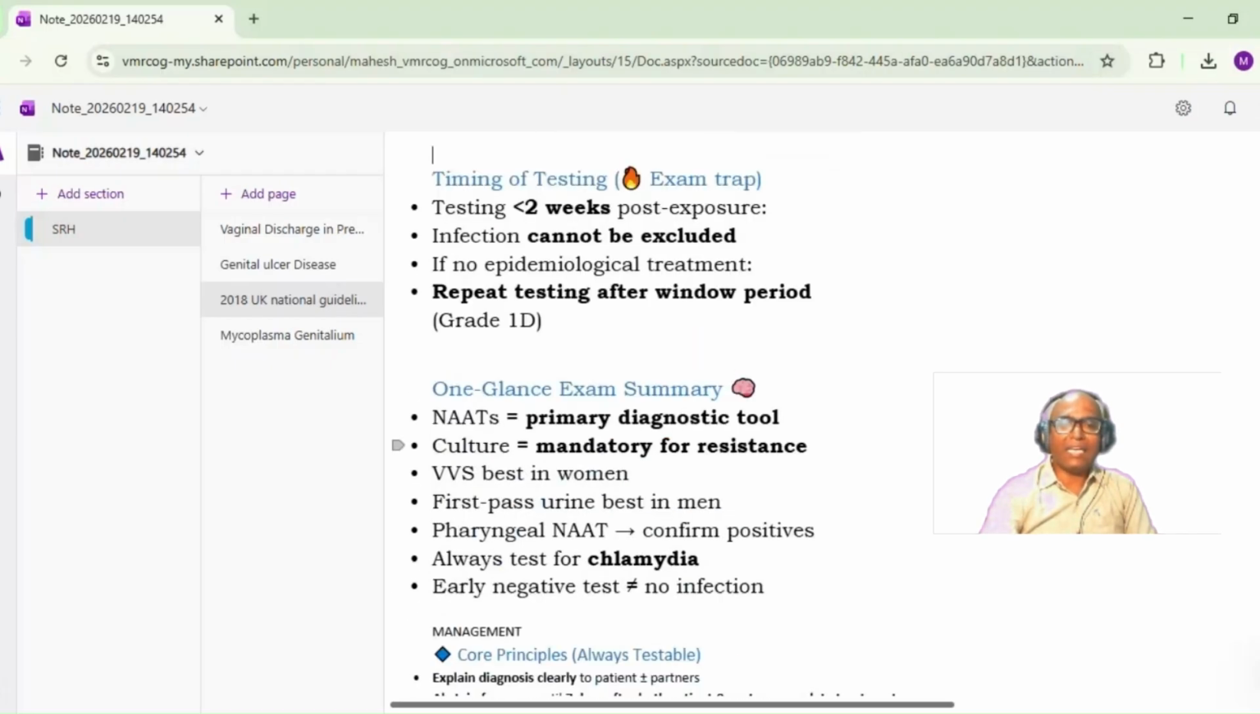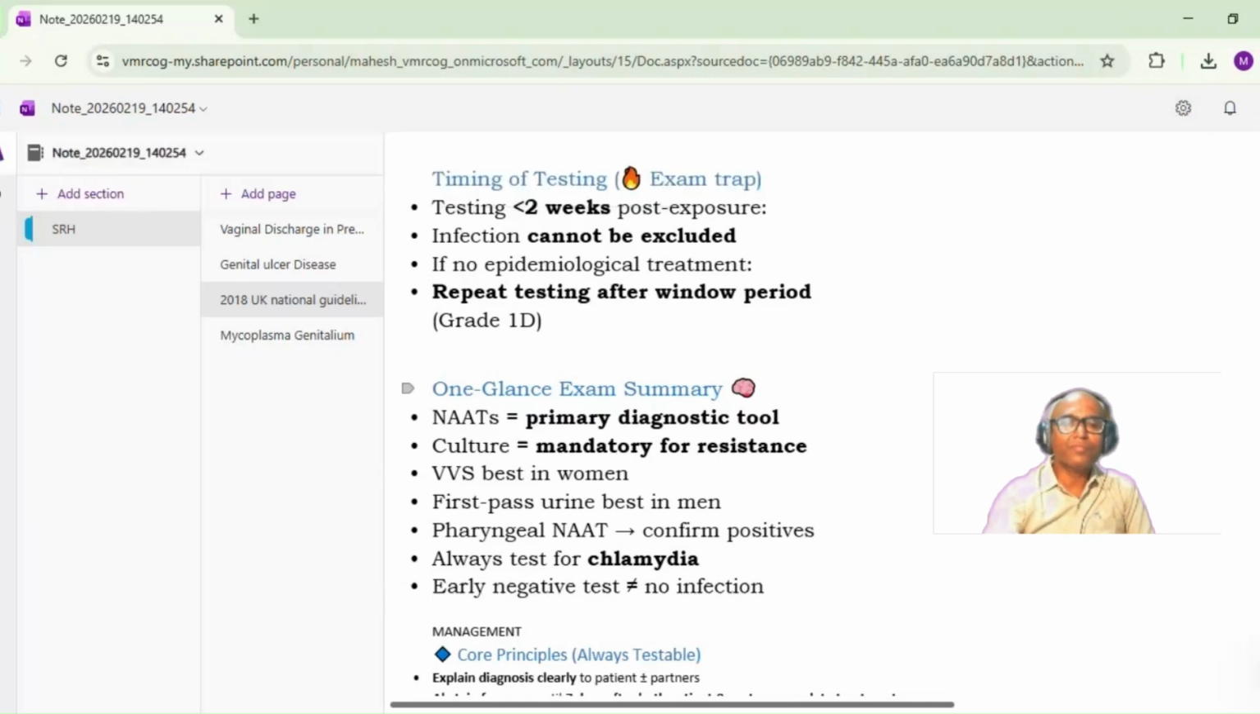So NAAT is the primary diagnostic tool. Culture is mandatory for resistance. So if you get a NAAT positive, you will send the sample for the culture. Then vulvovaginal swab is best in women. First pass urine is best in men. If pharyngeal NAAT is positive, then you will confirm it. Okay, and always you have to test these patients also for the chlamydia.